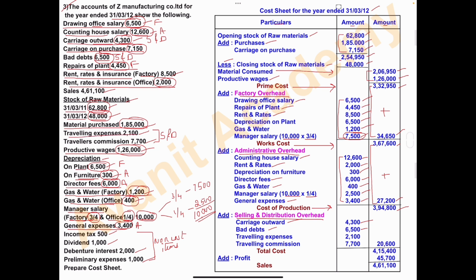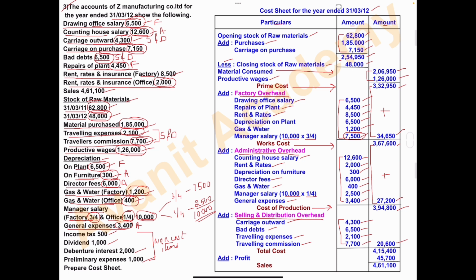Next are travelers' expenses and travelers' commission. Both items we have to take under the head selling and distribution overhead. So right here traveling expenses is 2,100 and travelers' commission is 7,700. Okay, four items. Add these amounts: 4,300 plus 6,500 plus 2,100 plus 7,700, and the total is 20,600. The total of these four items is 20,600.